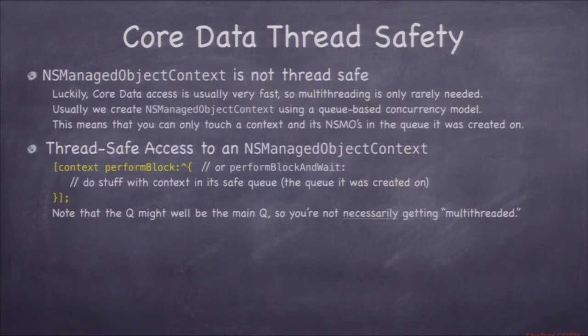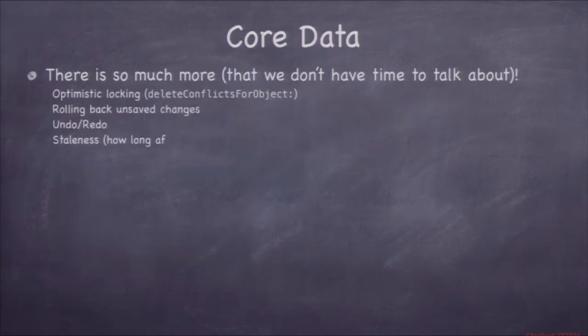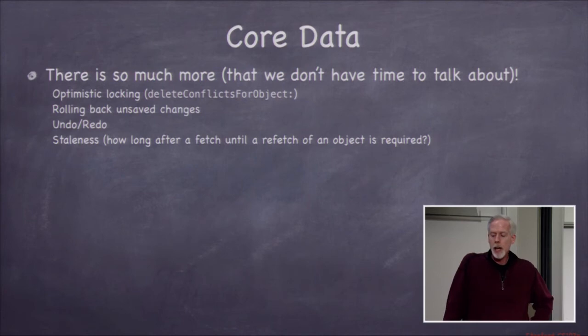Now, that safe queue might be the main queue, so this is not necessarily giving you multi-threading, but it will be safe. So get in the habit of doing this, because if you do come to a day when you're using NS Managed Object Context and you're creating them on different queues, so you can load the database in one queue while you look at it in another, which is all doable, you need to be doing this perform block. It doesn't hurt to do it, so might as well do it. And parent context I don't have time to talk about. There is a ton of other stuff in core data I don't have time to talk about because we're at the end of the lecture today.